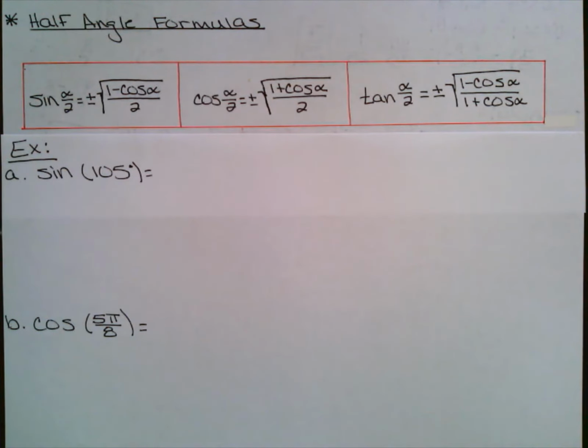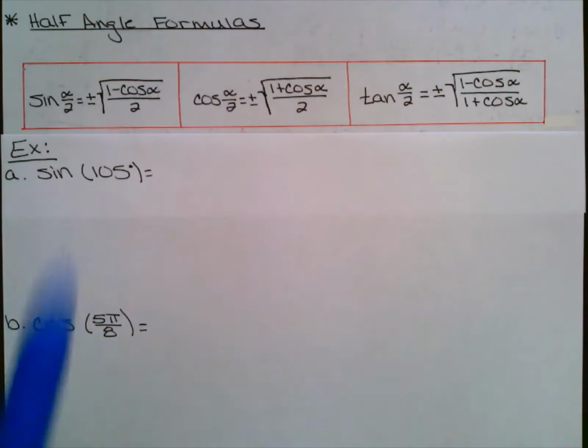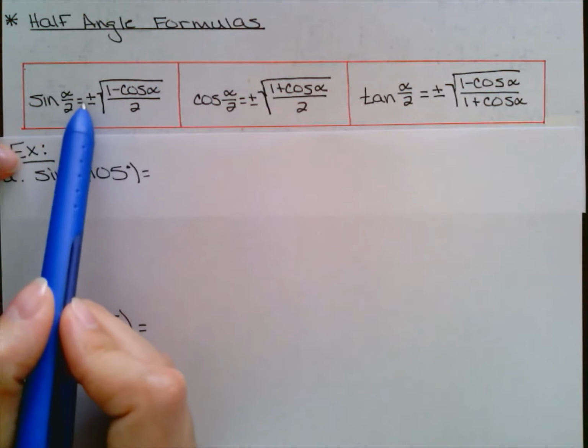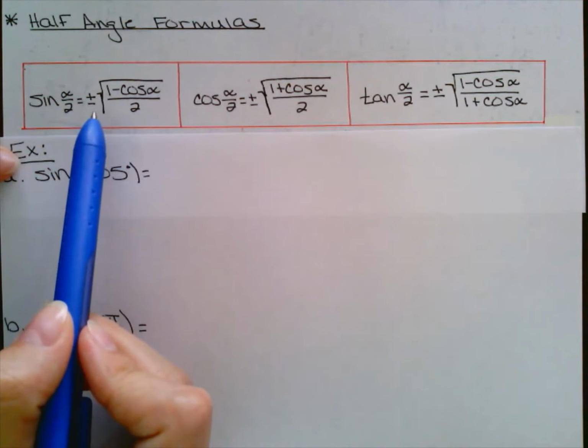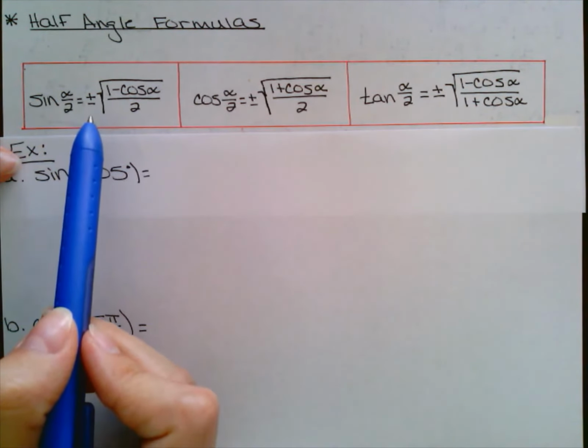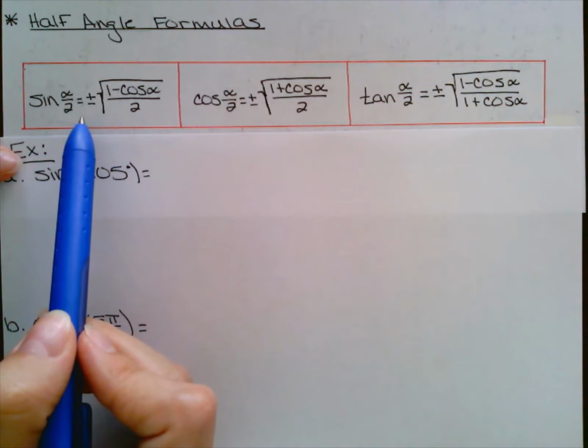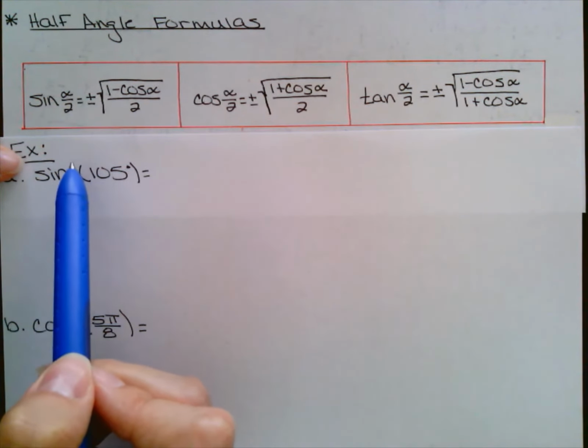So this is a continuation from 5.3. We are moving on to the half angle formulas, okay? These three formulas are very similar. Notice on all three of them, we have a plus or minus and a square root. So the plus or minus will be determined based off of which quadrant we are in, okay? I'll show you that when we start off our first example.